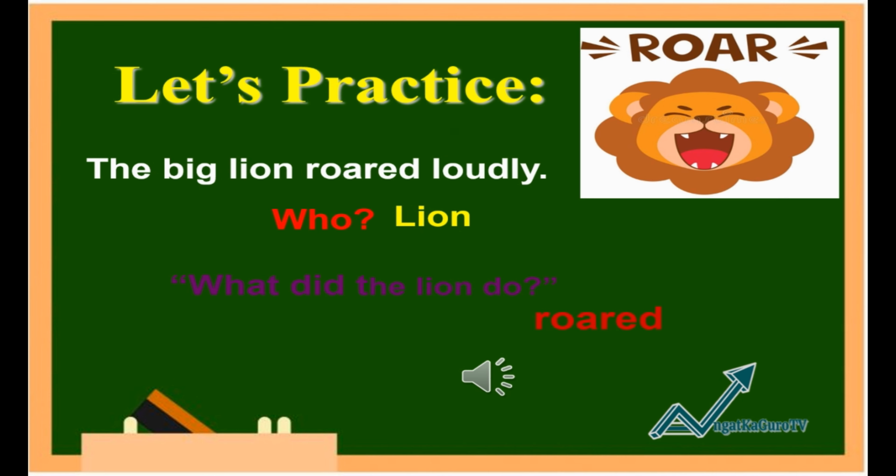Let's practice. The big lion roared loudly. Who roared loudly? The lion. And what did the lion do? Roared. So the subject here is the lion, or the doer, and the action word is roared.